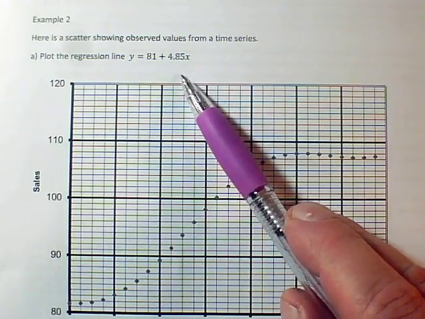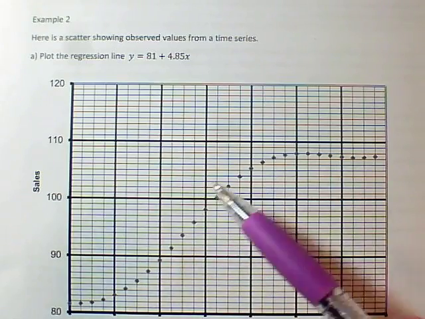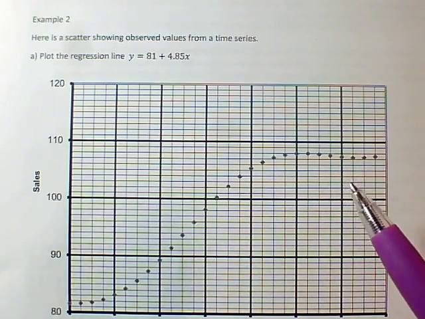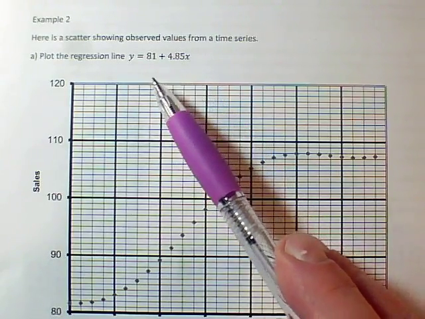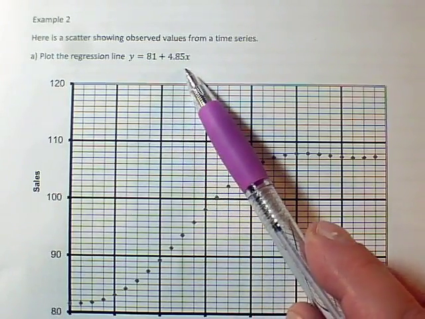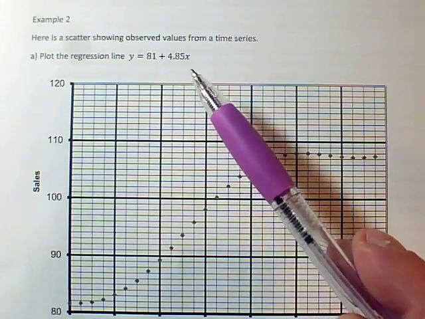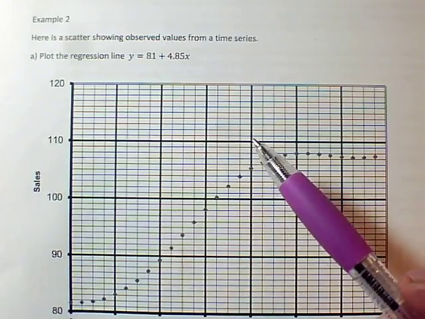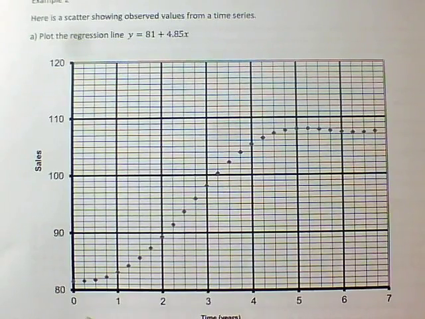Typically, they'll do this for you, but if you had these points as values of x and y, you could type them in your calculator, and your calculator would come up with the values of a and b that we see here. Okay, but here I've been given the equation of the regression line. I need to plot this line. Now, to plot a line, all I need to do is find 2 points on it, and those points should be some way apart.